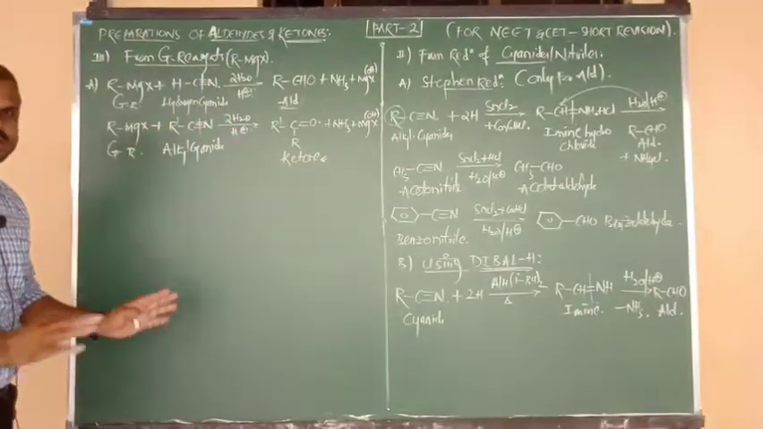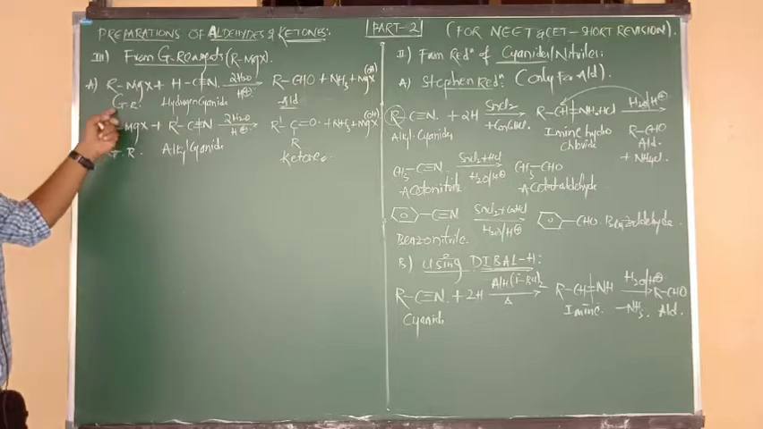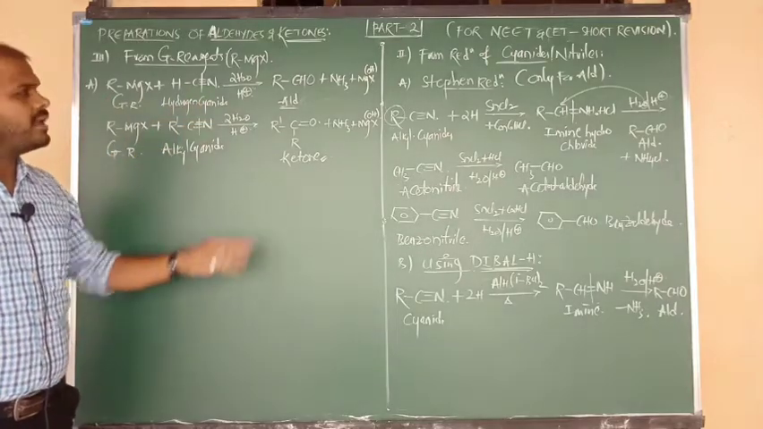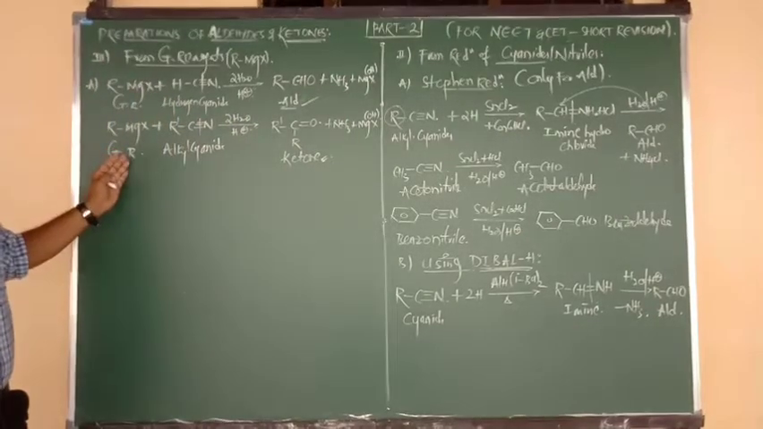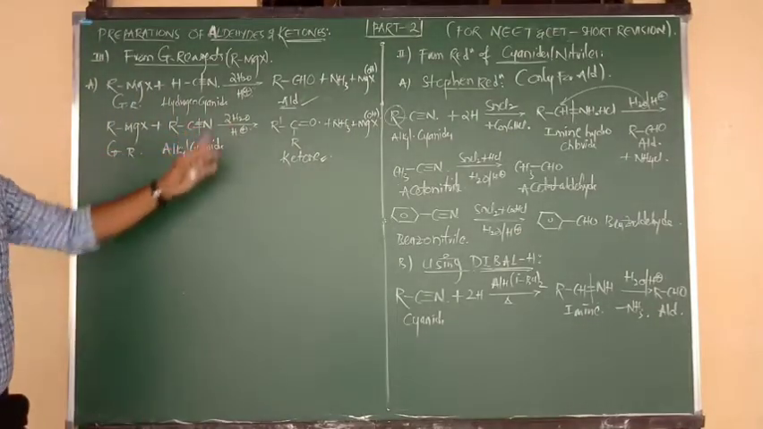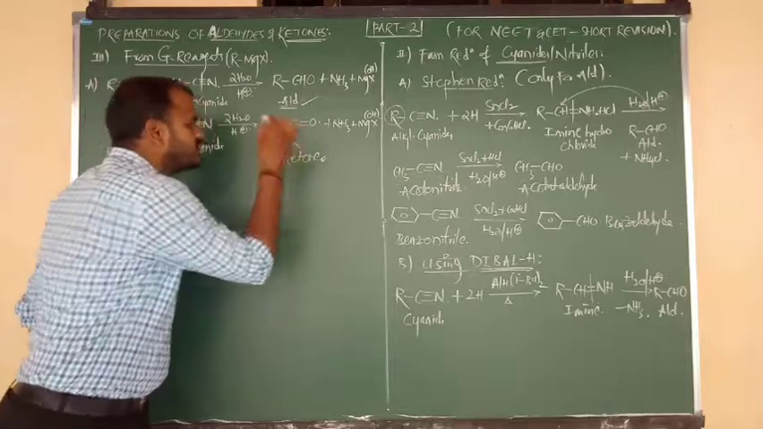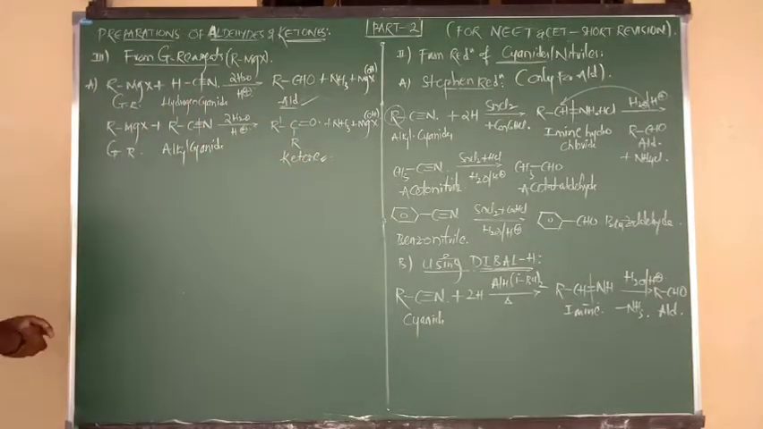Ketones. So once again, statement: Grignard reagent on reaction with hydrogen cyanide and followed by hydrolysis gives aldehyde. Grignard reagent on reaction with alkyl cyanide and followed by hydrolysis gives ketones. Okay? Right. So listen carefully.